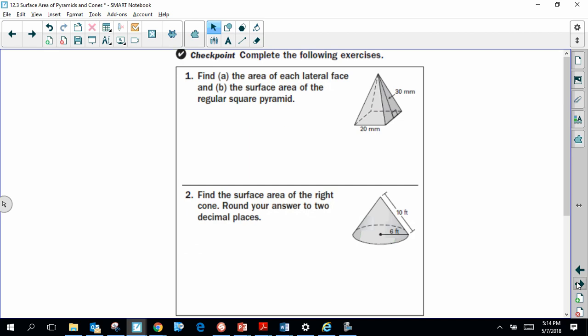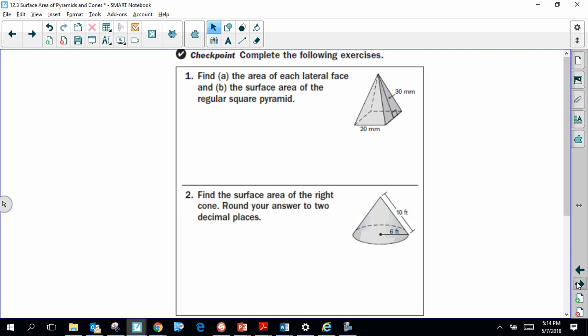So at this point here, guys, go ahead and pause the video, work out these two problems for the pyramid and the cone that you see, and when you're done, go ahead and come back and hit play. Let's check our answers and see how you did. But for now, pause the video, work these problems out, and come back when you're ready.